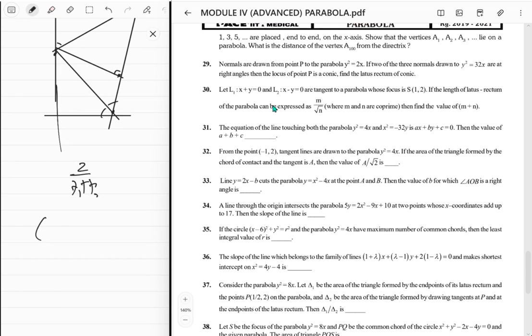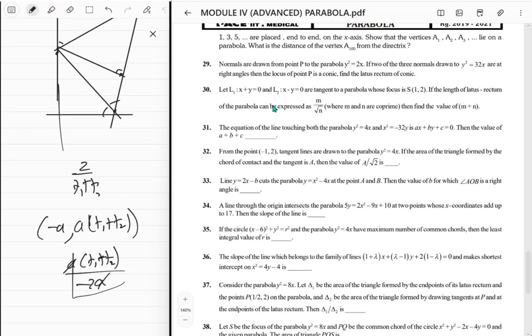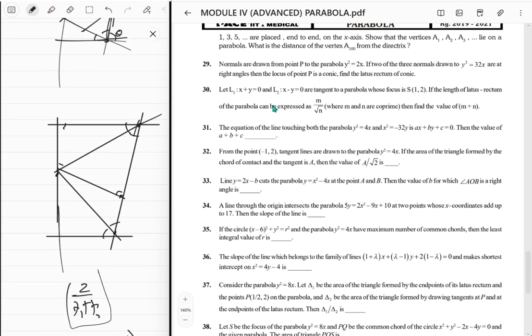It's going to be a times t1 t2, which is negative a, and then you've got a times t1 plus t2. Okay, and you've got to find this slope. So a times t1 plus t2 minus 0. The focus is a comma 0. That thing upon negative a minus, oh wow, that's nice. Look, this times that is just negative 1. This is perpendicular to that.